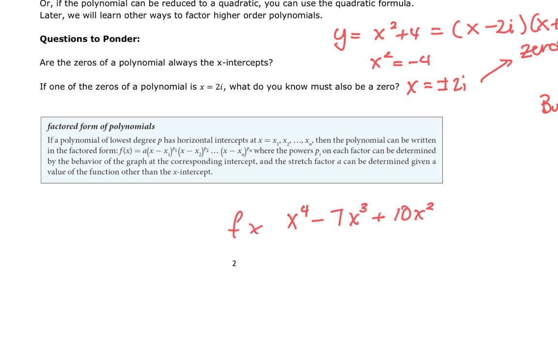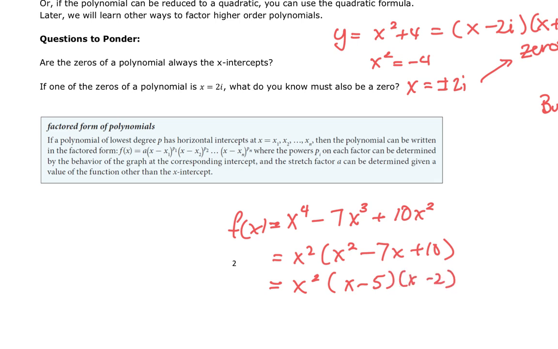minus 7x cubed plus 10x squared. Here's my polynomial. The first thing I'm going to do is factor out my greatest common factor, which is x squared, leaving me x squared minus 7x plus 10. And we know from up above this factors. And so we get x squared, x minus 5, and x minus 2.